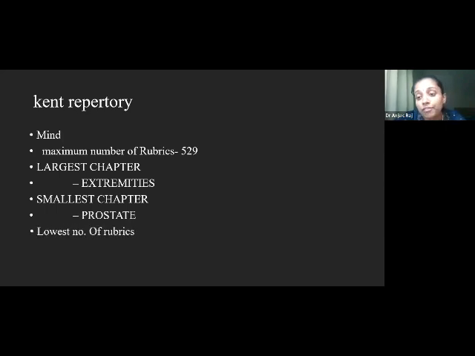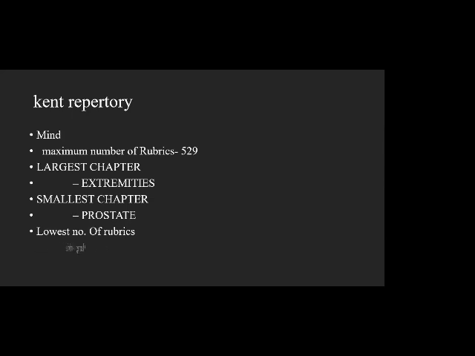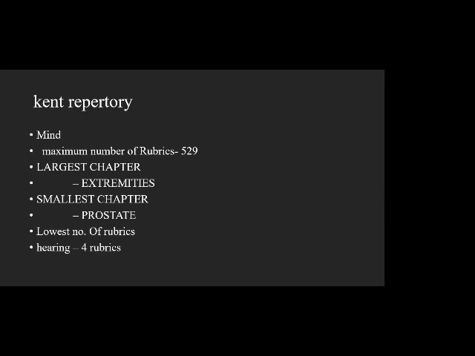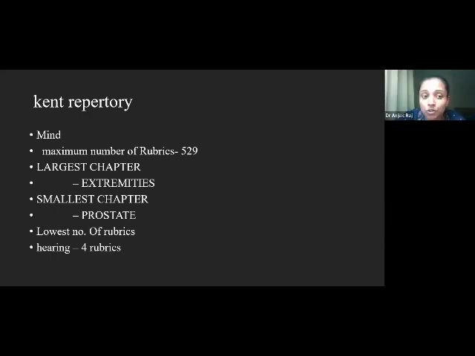And the lowest number of rubrics is in Hearing. There are 4 rubrics. And the maximum number of rubrics are present in the mind chapter. That's around 529 rubrics in the mind section.